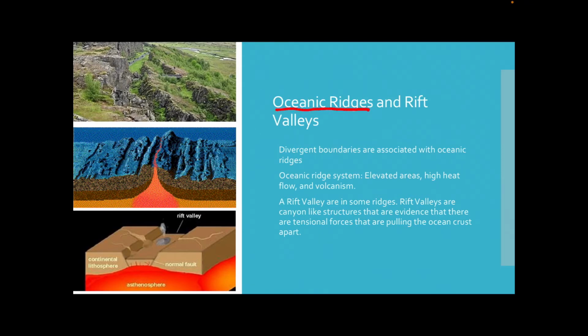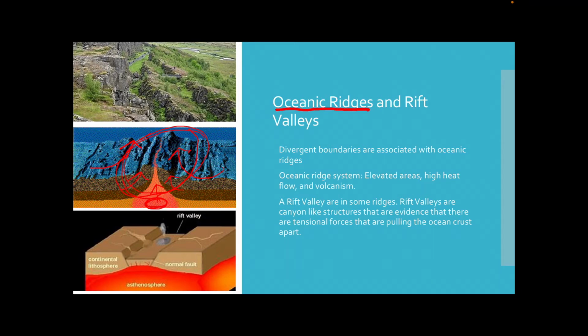So, some characteristics that oceanic ridges have is that they are elevated areas. As you can see from this picture, the surface is kind of pushed up where the ridge is, and that is because this magma underneath is pushing up, so it's going to push all of this up and cause this elevated area.